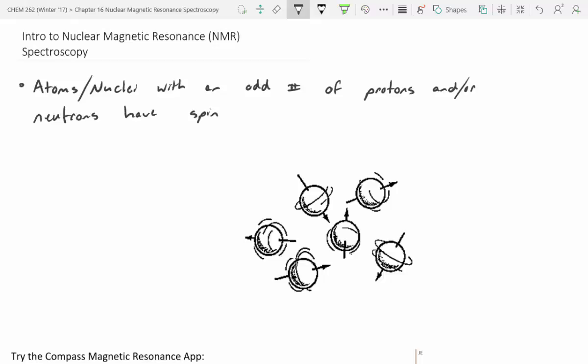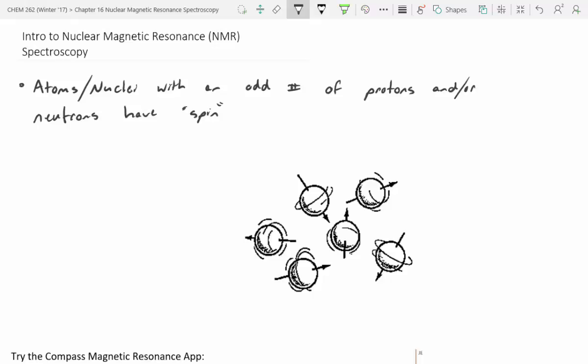We're not really going to get into the physics behind why they have spin. That's something you would discuss more in physical chemistry. But most of you have taken physics, right? Have you gone into electricity and magnetism? Some people? All right. How many of you remember the hand rule?